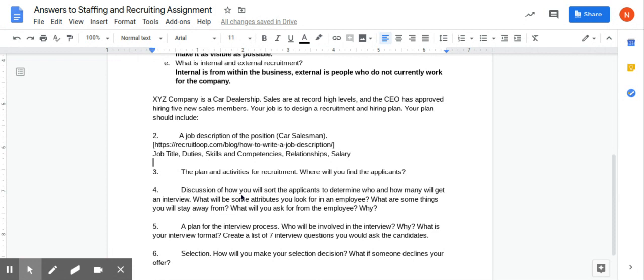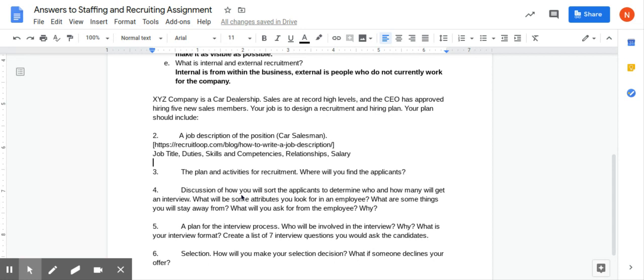All right, so you had to hire car salesmen. Your business is growing too fast. You need to hire 5 car salesmen, so you have to come up with a staffing and recruiting plan and a hiring plan for how you're going to get these qualified workers. The first thing you have to do is post a job description, or come up with a job description.